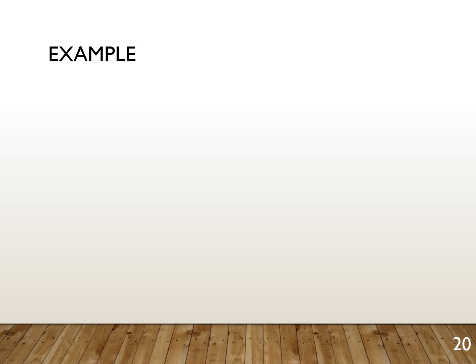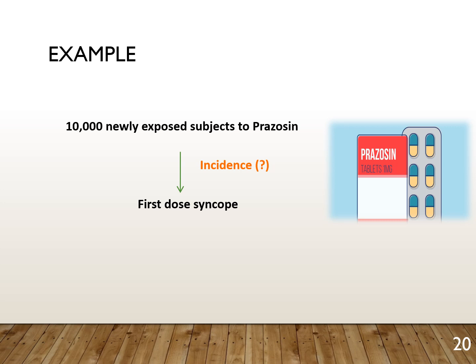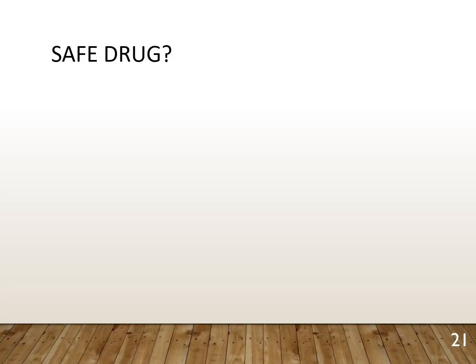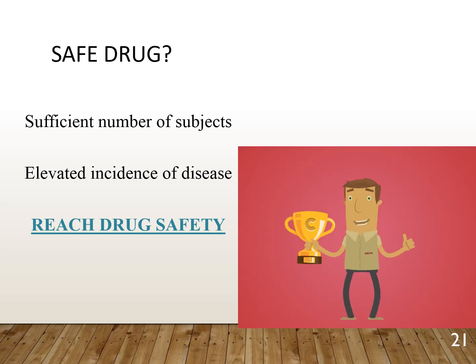For example, in the Phase 4 post-marketing drug surveillance study conducted for prazosin, the investigators collected a case series of 10,000 newly exposed subjects recruited through the manufacturer's sales force to better quantitate the incidence of first-dose syncope, which was a well-recognized adverse effect of this drug. An adequate number of subjects needs to be reached to perceive an elevated incidence of a disease. This is how drug safety is founded.